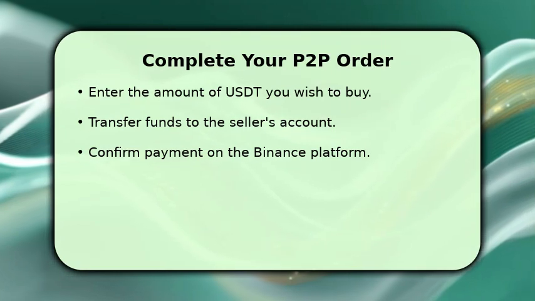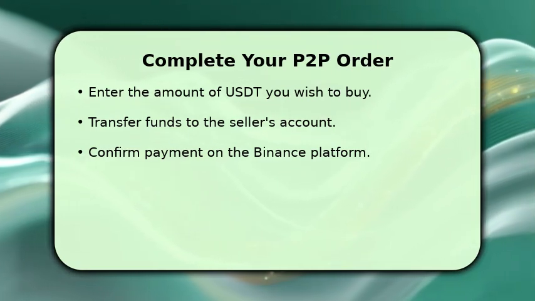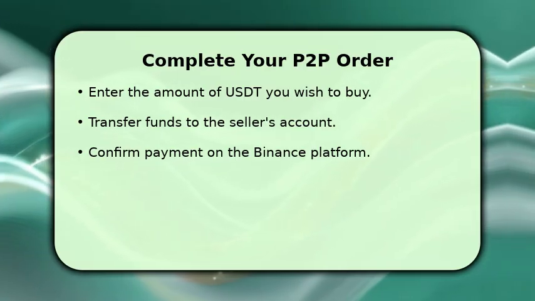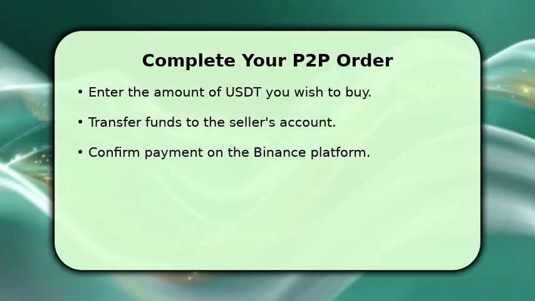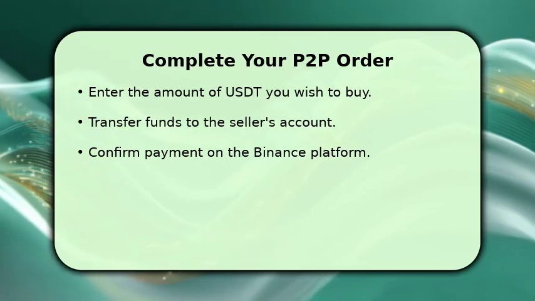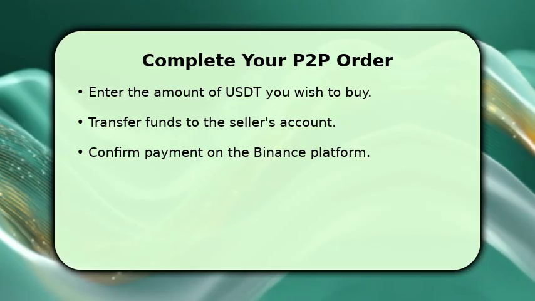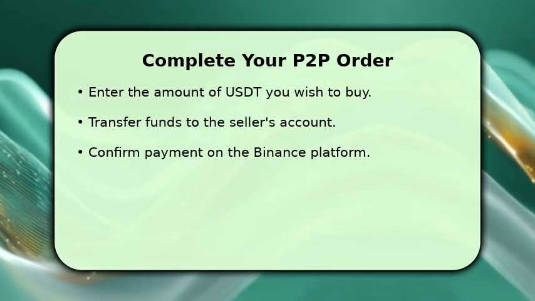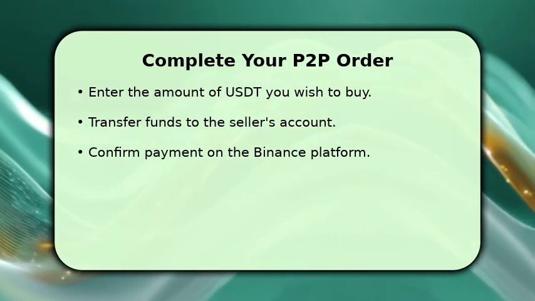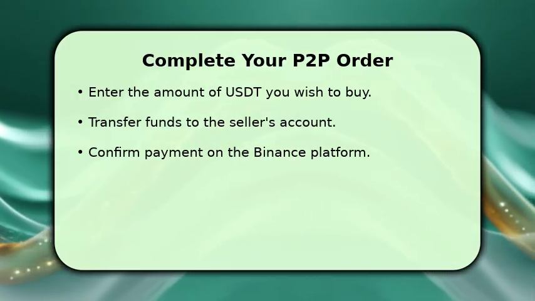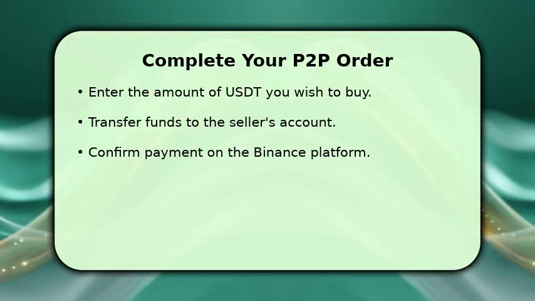Once you've selected a seller, enter the exact amount of USD you wish to purchase or the fiat equivalent. Binance will then provide the seller's payment details. Carefully transfer the funds to the seller using the agreed-upon payment method, ensuring the amount is correct. After completing the transfer, return to Binance and click Transferred, notify seller to confirm your payment. This step is vital for the seller to release your crypto.